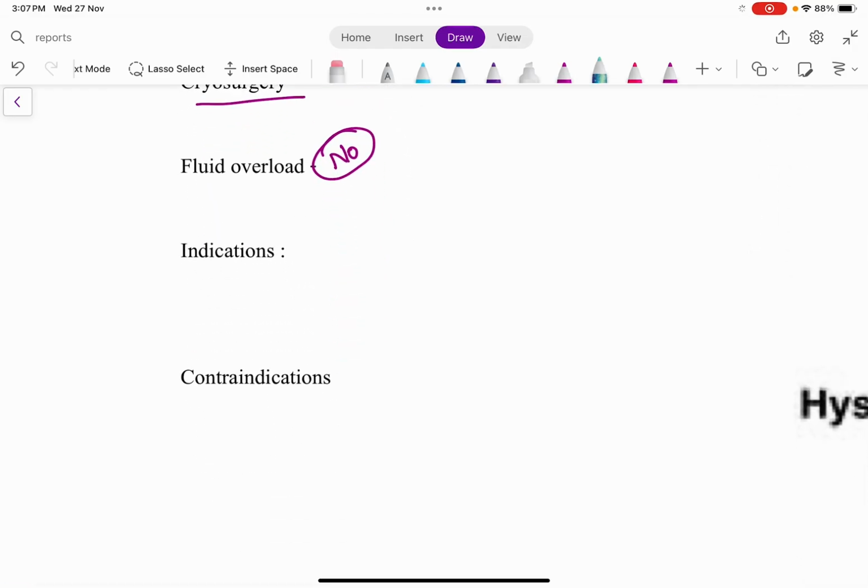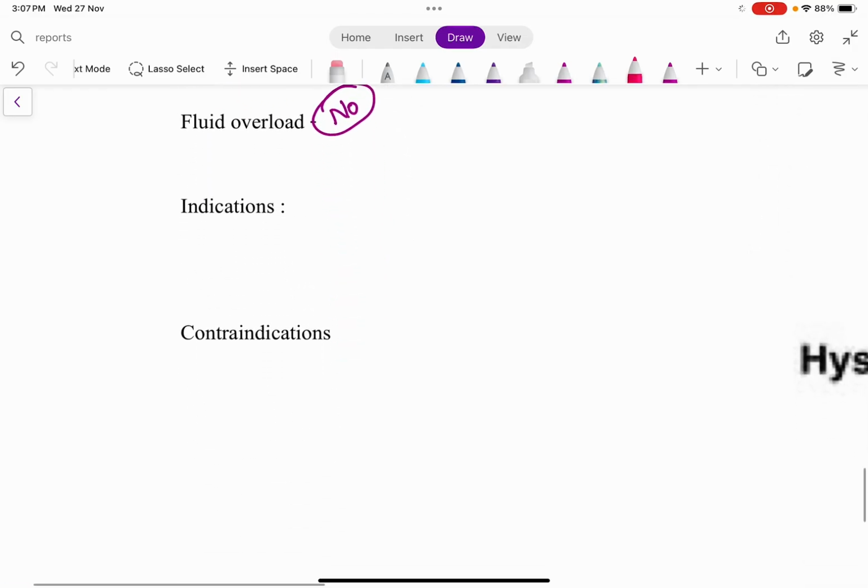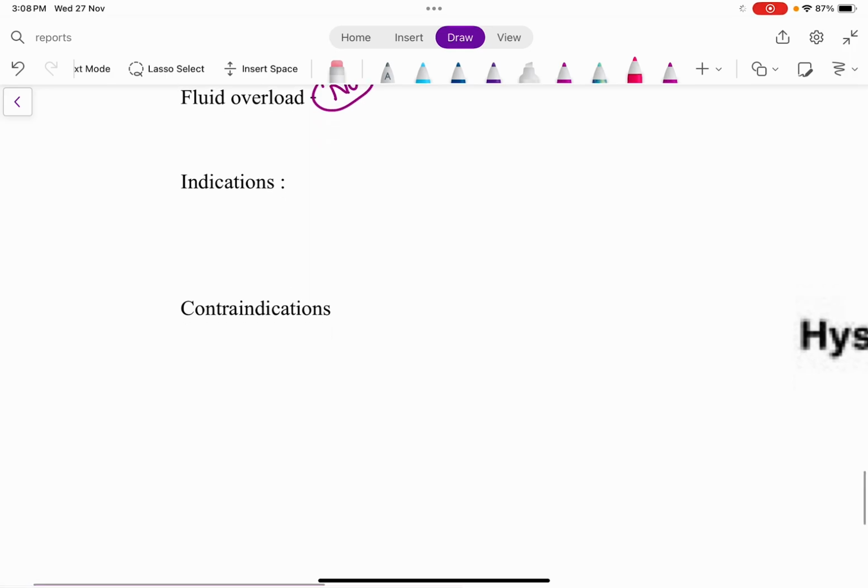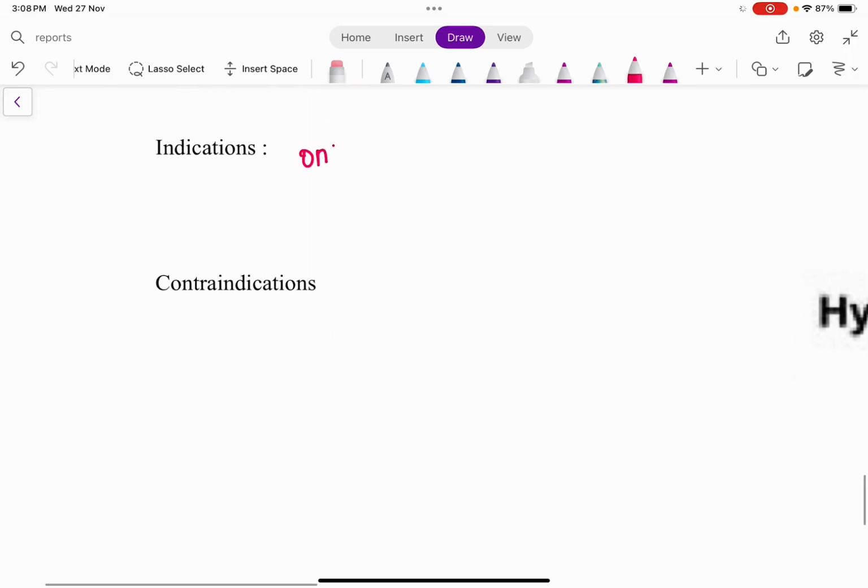So what are the indications for uterine endometrial ablation? Endometrial ablation is where you cause destruction of the uterine endometrium. Once you destroy the uterine endometrium, the patient definitely cannot get pregnant, right? So for that reason, the indication is only in patients who have completed their family.